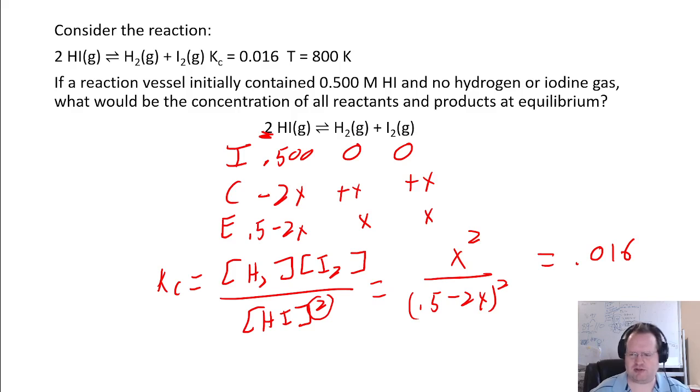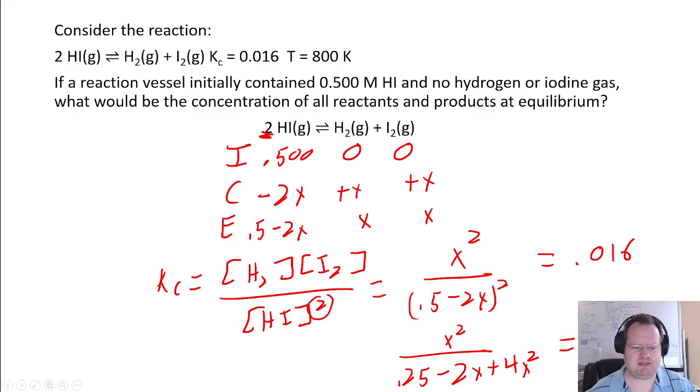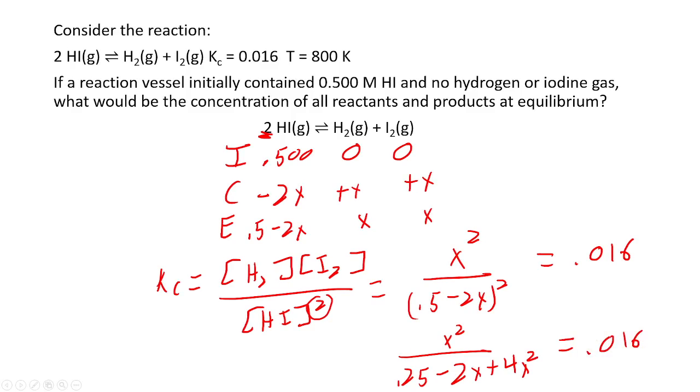So I'm going to FOIL out the bottom. When I do that, I get x squared over (0.25 minus 2x plus 4x squared) is equal to 0.016. Oh, my face is blocking the way. Sorry about that. There we go. So I've got that, and now I need to solve for x. So we've got some movement to do. So go to another slide, but I can come back.